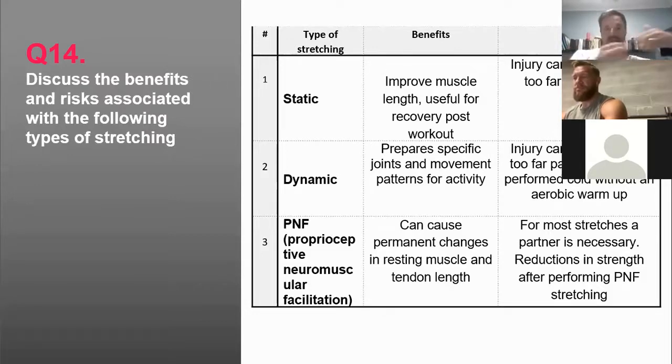It lengthens the muscles, it lengthens the tendons, and obviously some of the risks or downfalls is you usually need a partner to do it properly, and like we said, you lose strength. So you don't do a lot of PNF stretching and then go do a workout. It's something you do by itself, or after a workout.